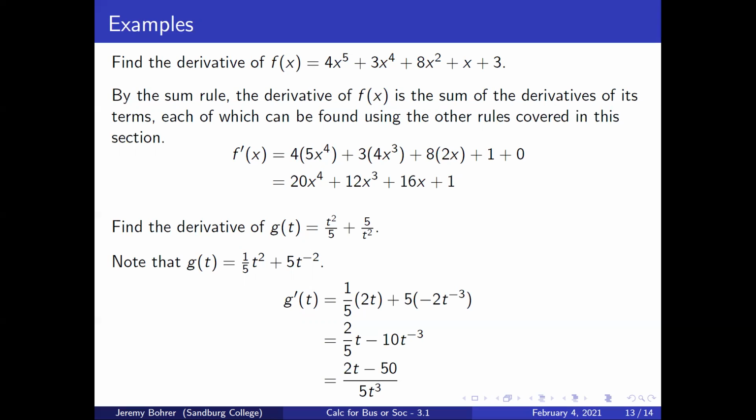which is 2/5 t minus 10t to the negative 3, which we can rewrite as 2t minus 50 over 5t cubed. Though honestly, in general, I am perfectly happy with 2/5 t minus 10t to the negative 3, or 2/5 t minus 10 over t cubed.